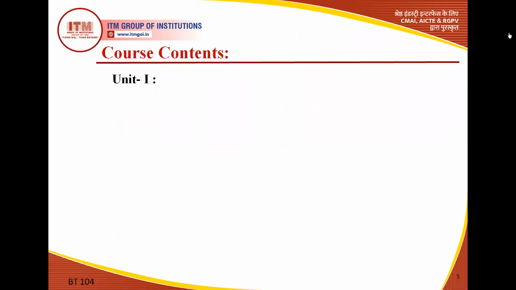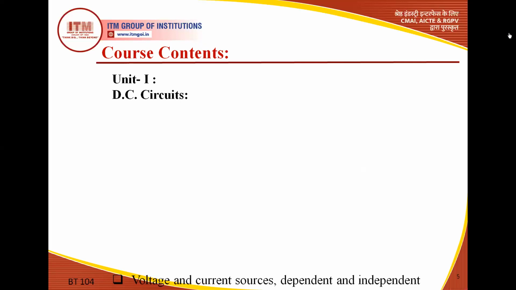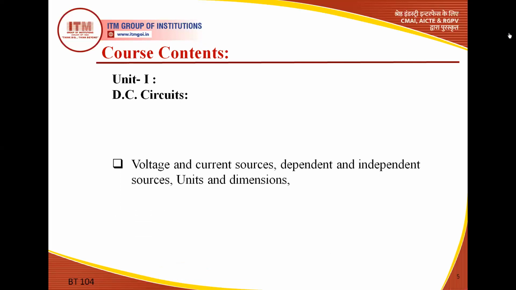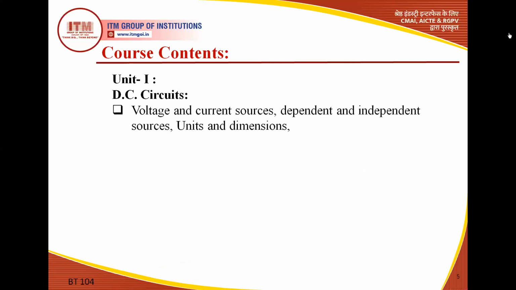Now we are focusing on the course contents of this subject. As per the RGPV course curriculum, syllabus and scheme, we have 5 units. In unit number 1, we are discussing DC circuits. In the DC circuits, we are discussing voltage and current sources, dependent and independent sources, and their measuring units. So we consider all these voltage and current sources, which are categorized as dependent and independent sources.